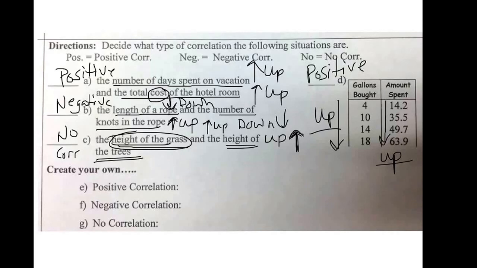Okay? Before you come to class the next day, I want you to create your own positive. So 2 situations that are both going to be increasing. Your own negative, where one goes up and the other comes down, and 2 unrelated. Usually the 2 unrelated are easier because you can think of just silly things and it'll work out.